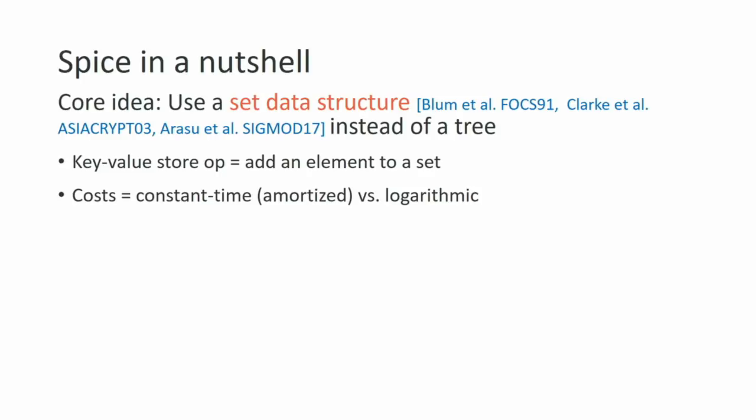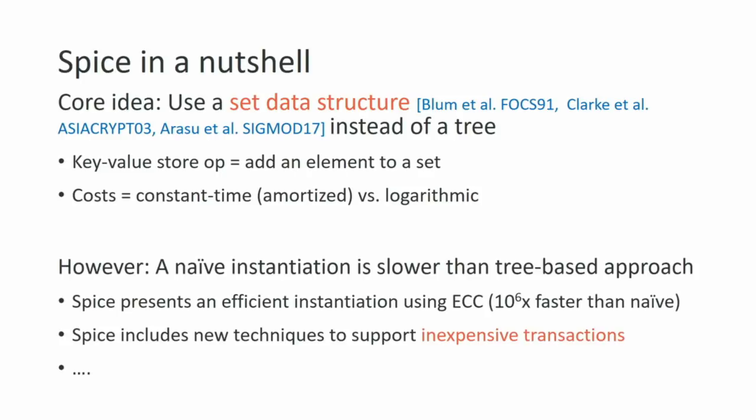However, if we instantiate this idea naively, it's actually going to be more expensive than the tree-based approach, given the constants involved, in the case of many data sizes that we are interested in. However, SPICE solves this problem. It does this by using an efficient instantiation of this set-based data structure using elliptic curve cryptography. SPICE also includes new techniques to execute these state transitions or transactions inexpensively in this model. I'm not going to go into the details of how all of this is done, but I'll just present a few implementation details and how the system looks.